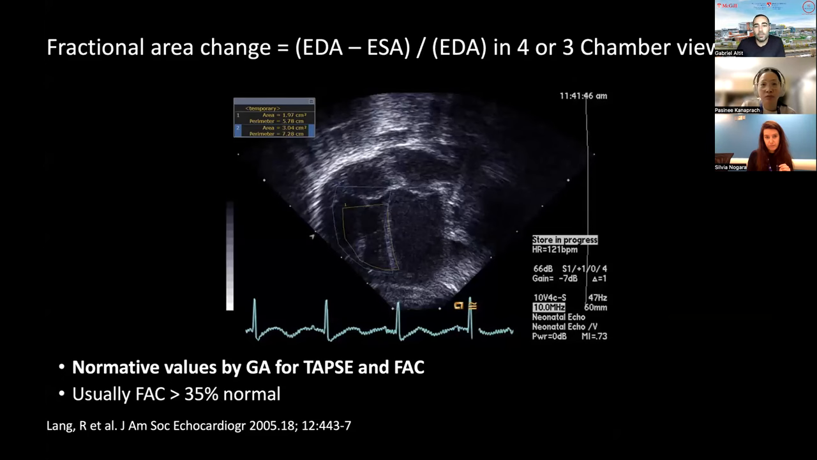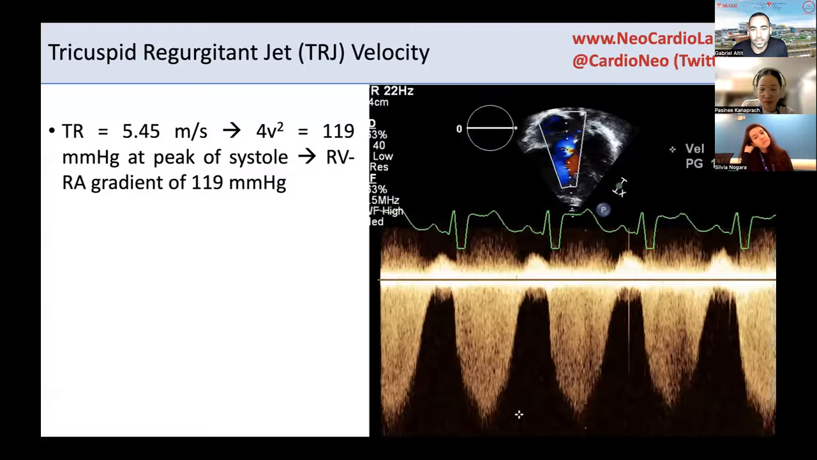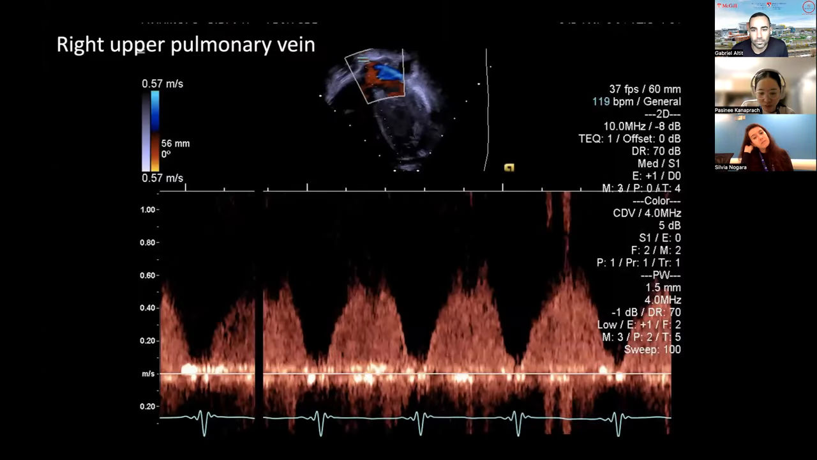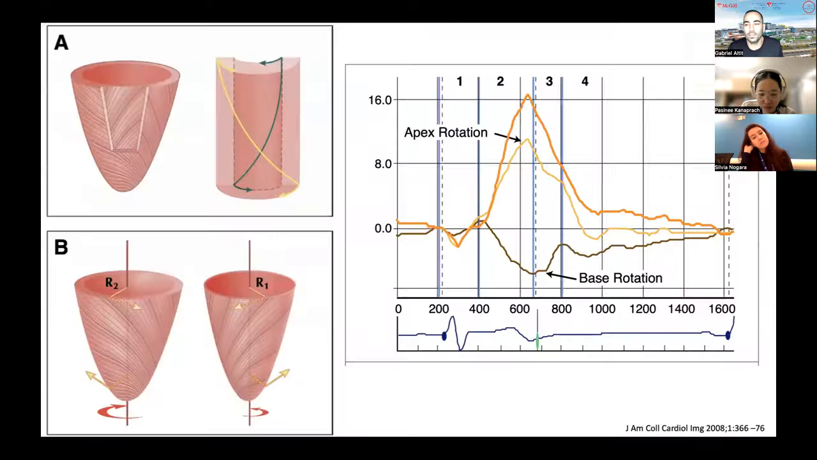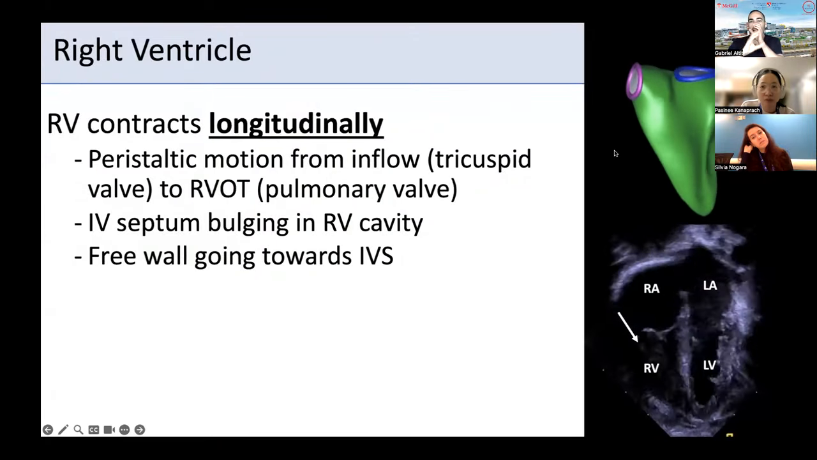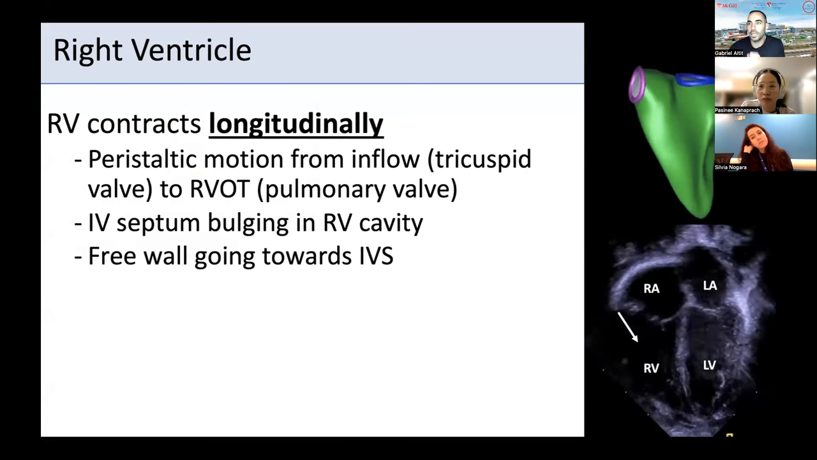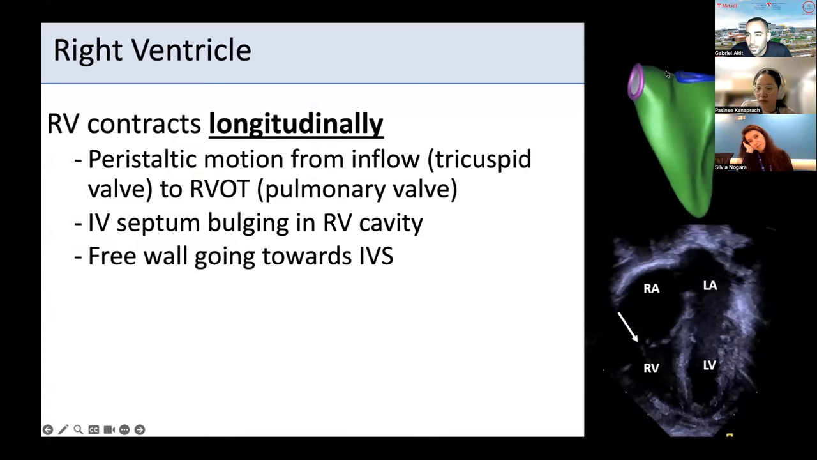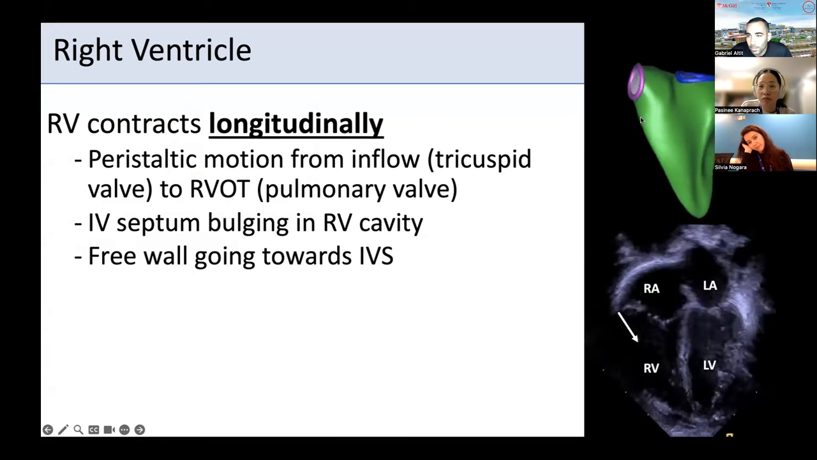The other thing you can do as a marker of RV, as you remember, the RV is a very complex geometry. It's not just a bullet shape, right? If you look at the RV, it looks like this. Where did I put my 3D RV here? You see, it looks almost like the stomachs that we use to drink from in the desert, and you can see that, when I said there's no fibrous continuity, the tricuspid valve and the pulmonary valve are not connected together. So it's a very complex geometry.